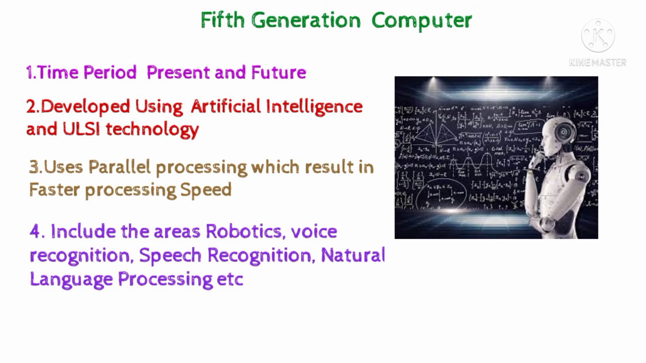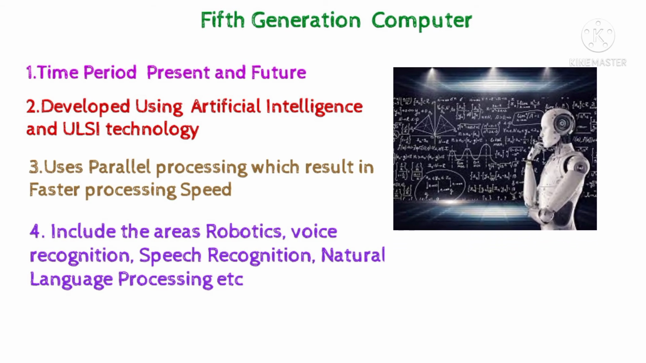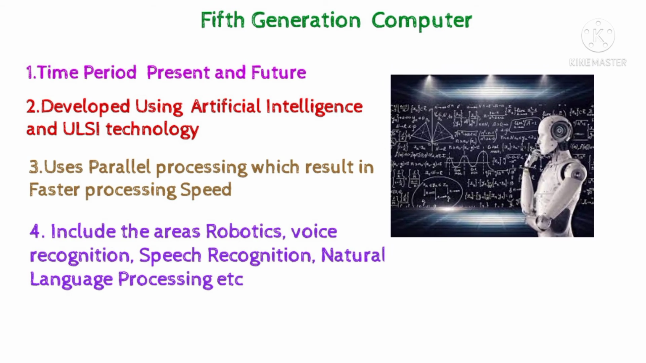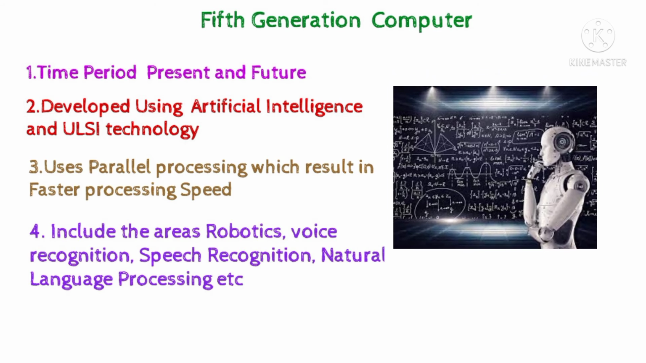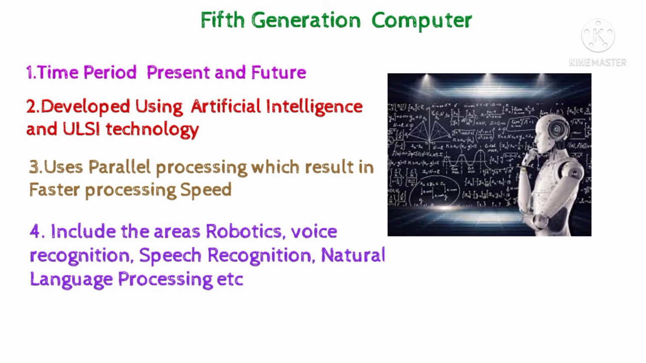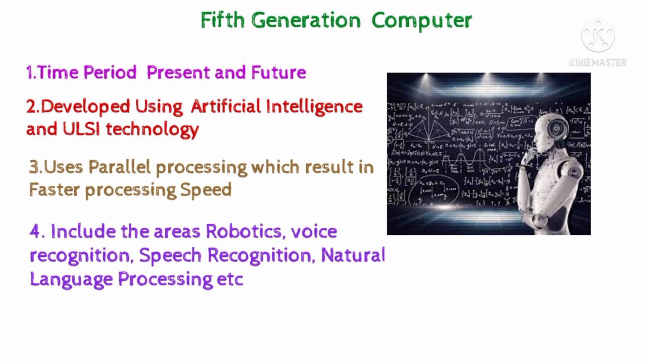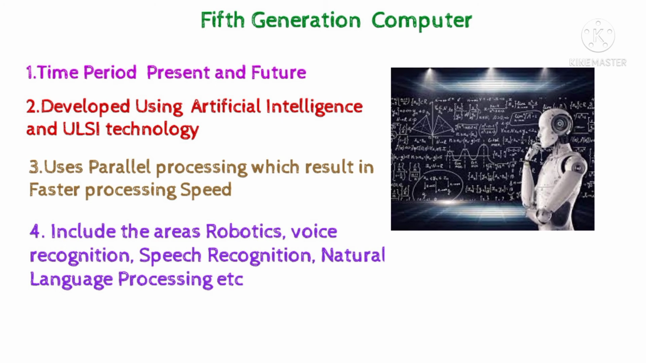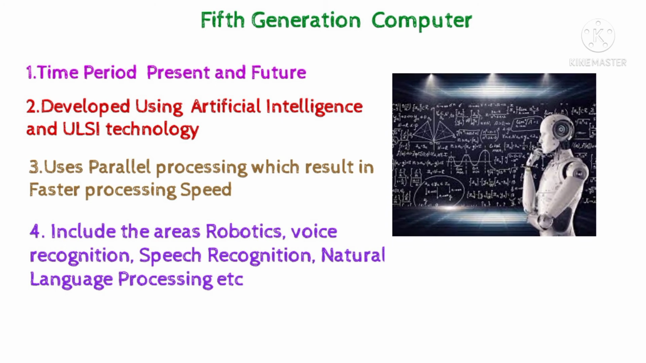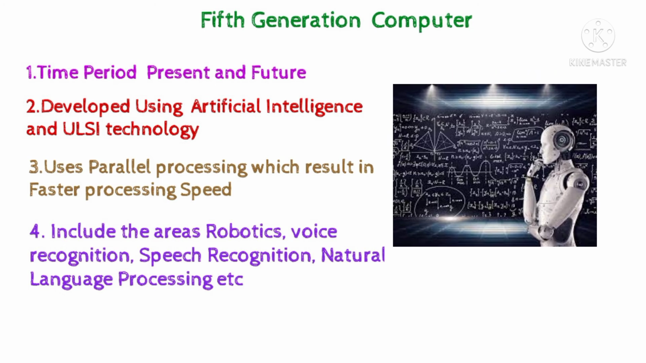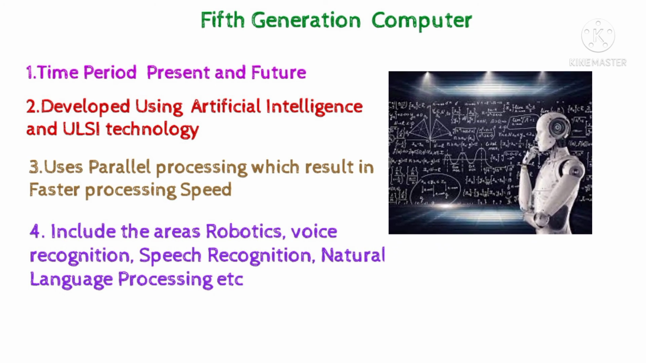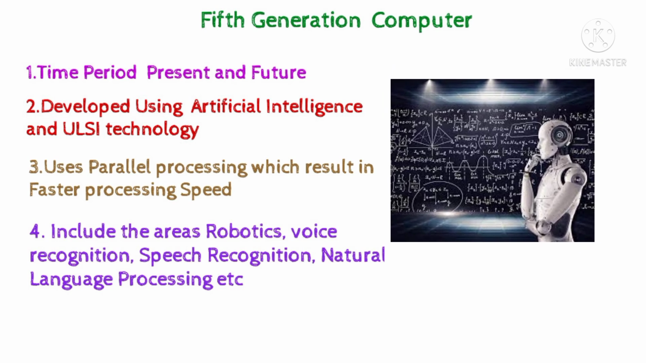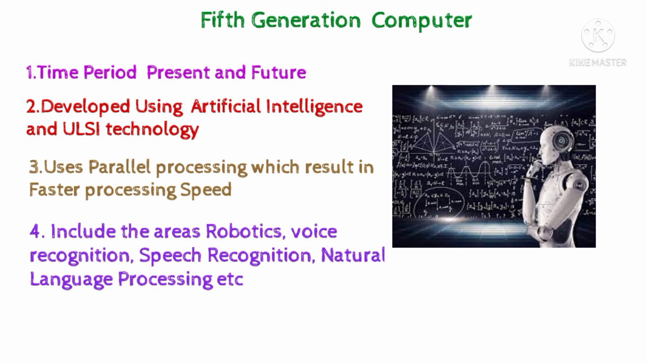And the last one we are going to discuss is the fifth generation computers. Fifth generation computers are based on artificial intelligence technology. This artificial intelligence means computers can think, learn and work like humans. And also the technology used in fifth generation is ULSI, ultra large scale technology. And it uses some additional features like parallel processing, which result in faster processing speed. The fifth generation computers started using in the field of robotics, voice recognition, speech recognition, natural language processing, etc.